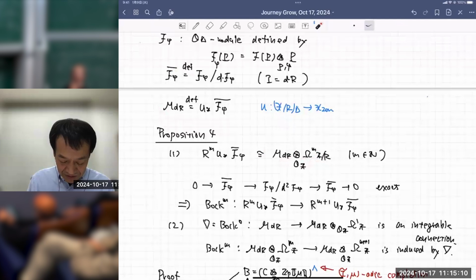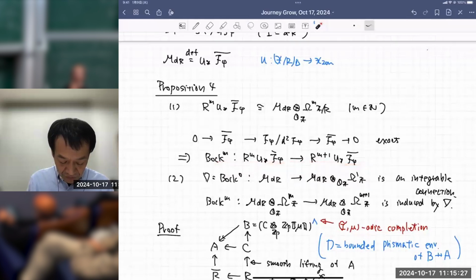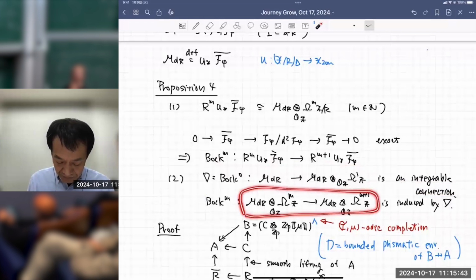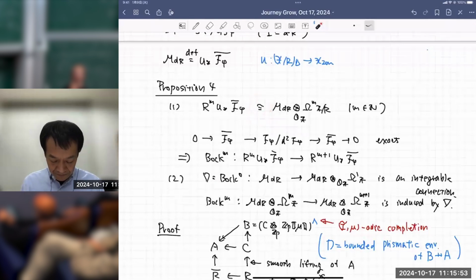And so we consider this exact sequence. So this is D-torsion free by assumption on F. And so we have this exact sequence, and we take the boundary map. Then if you consider this boundary map for M equal to 0, actually this becomes an integrable connection. And so the boundary map for M can be identified with this differential map induced by this integrable connection through the isomorphism.